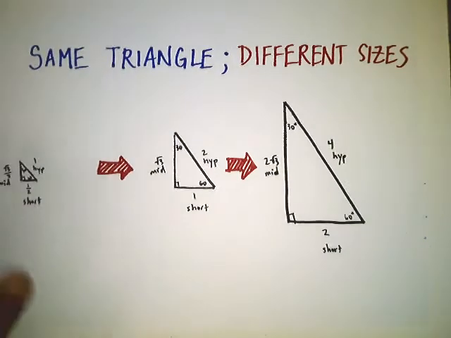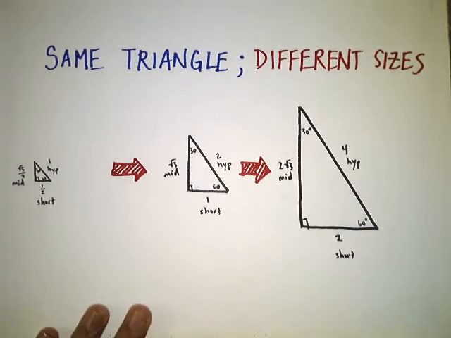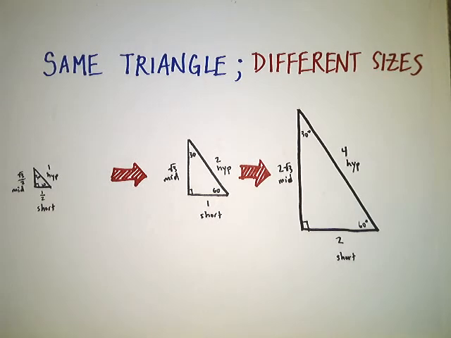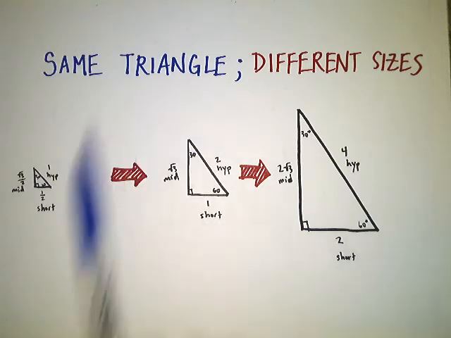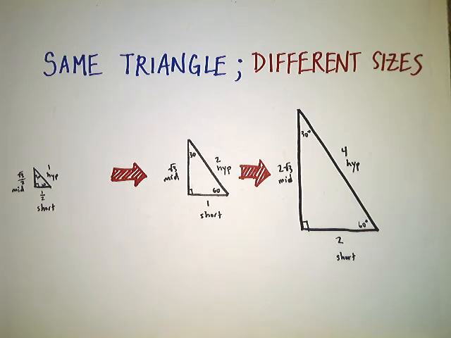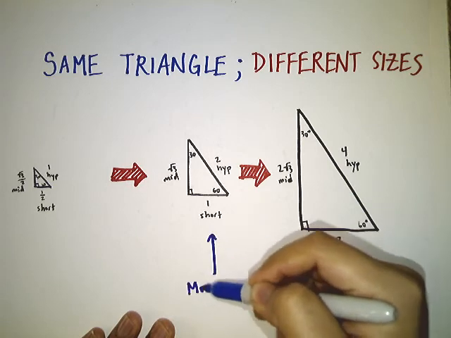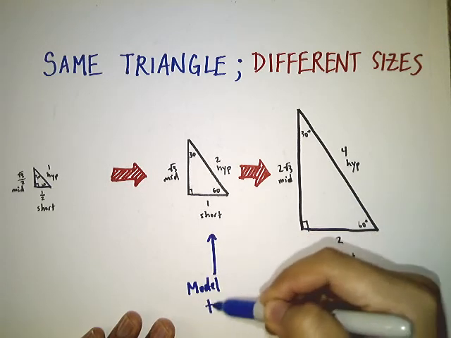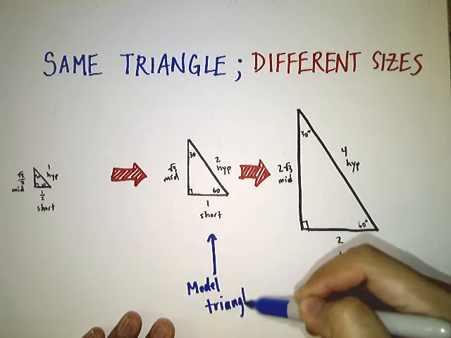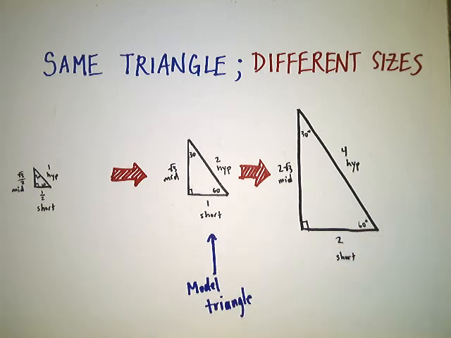All right. Now here's the key idea, and this is why we talked about what similar shapes were before. When we're dealing with these special triangles, these 30, 60, 90 right triangles and 45, 45, 90 right triangles, typically we're going to be dealing with the same triangle just in different sizes. Okay, so you can see right here in the middle, this is the model triangle that I just showed you.